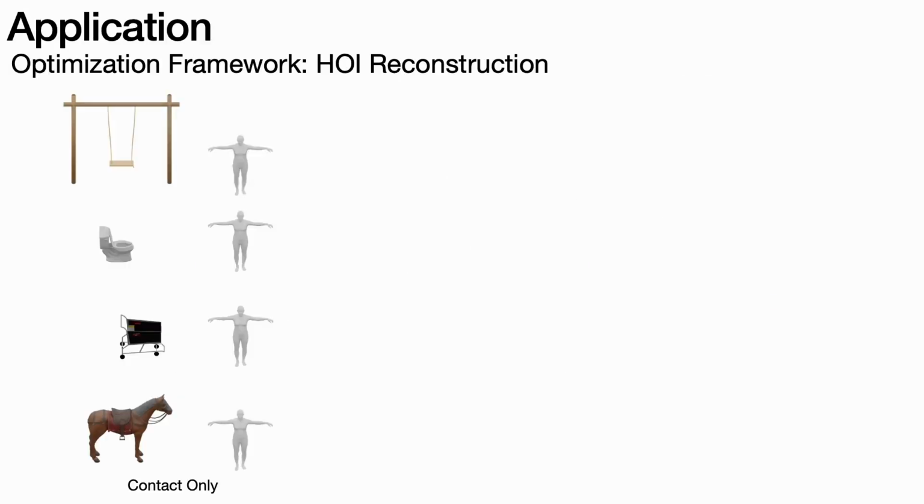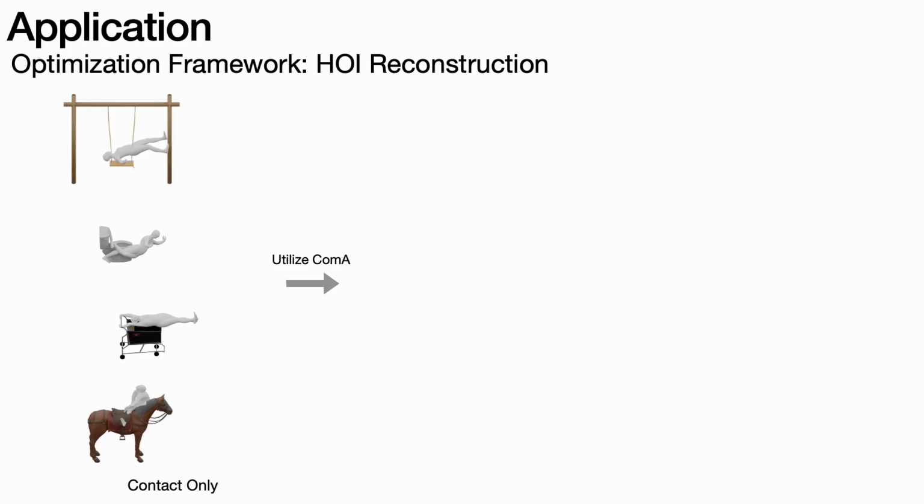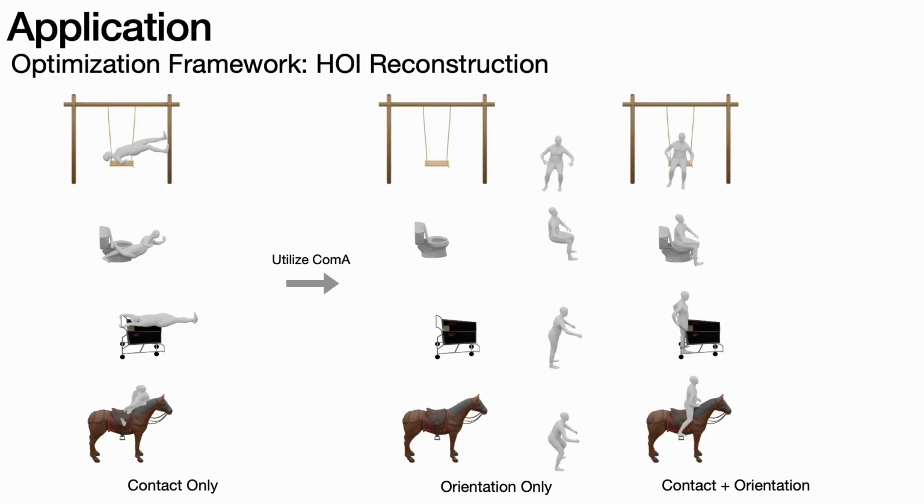As COMA is a newly proposed affordance representation, we showcase its possible application. Reconstructing human-object interaction via optimization is challenging when we only use traditional contact-based affordance knowledge. However, by utilizing COMA, we can optimize humans to interact with an object, resulting in a plausible 3D human-object interaction sample. This demonstrates the advantage of COMA, capturing both contact and non-contact patterns during human-object interactions.